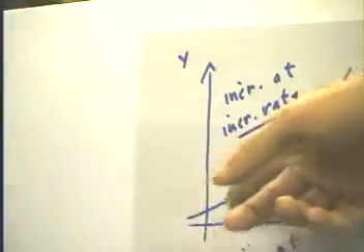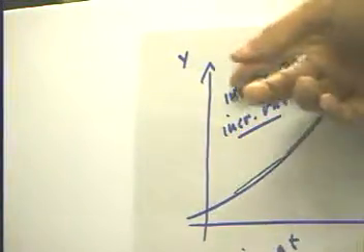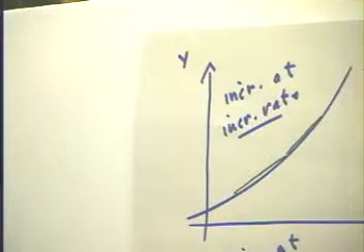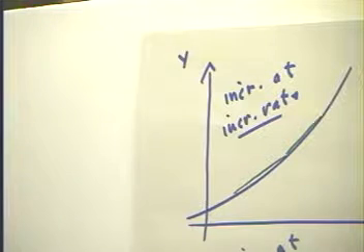Well, this is clearly a graph of a function that's increasing, and it's increasing faster and faster, so it's increasing at an increasing rate. Since the function is increasing, its slope is positive. Since its slope is positive, its first derivative is going to be greater than 0, so the first derivative will be positive. What about the second derivative?